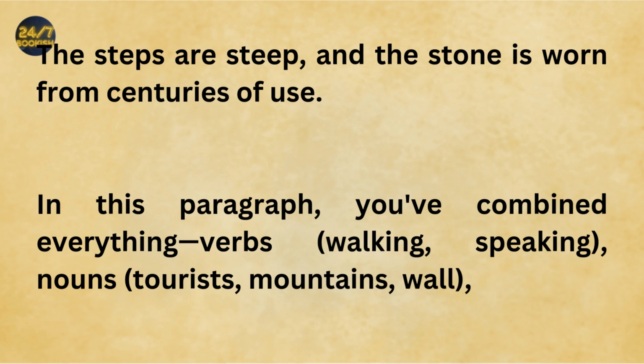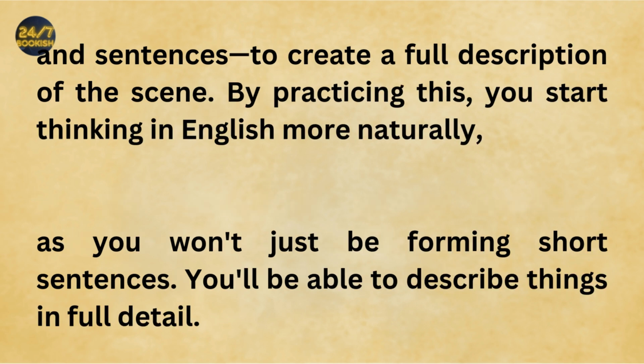In this paragraph, you've combined everything: verbs, walking, speaking, nouns, tourists, mountains, wall, and sentences to create a full description of the scene. By practicing this, you start thinking in English more naturally, as you won't just be forming short sentences. You'll be able to describe things in full detail.